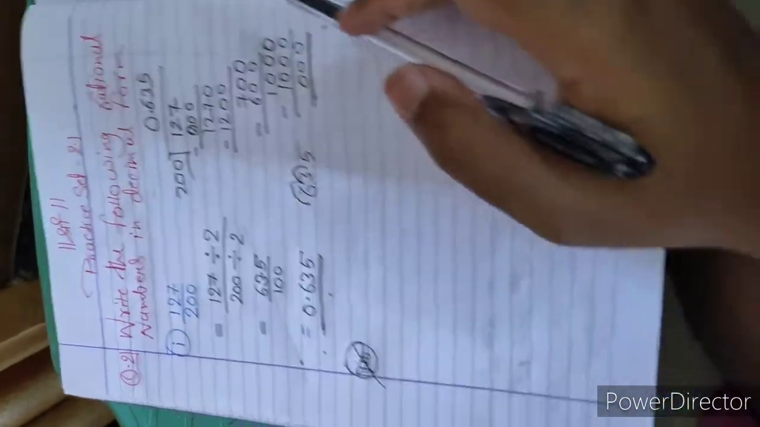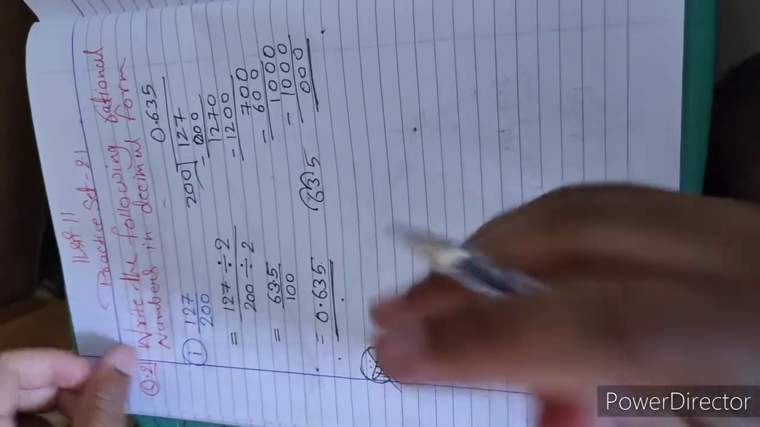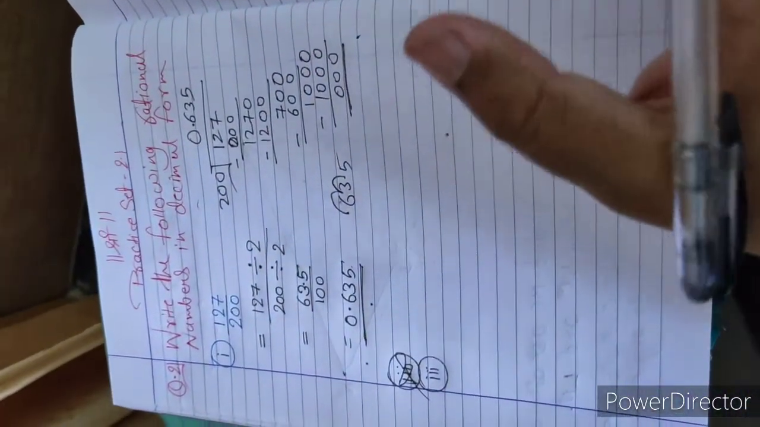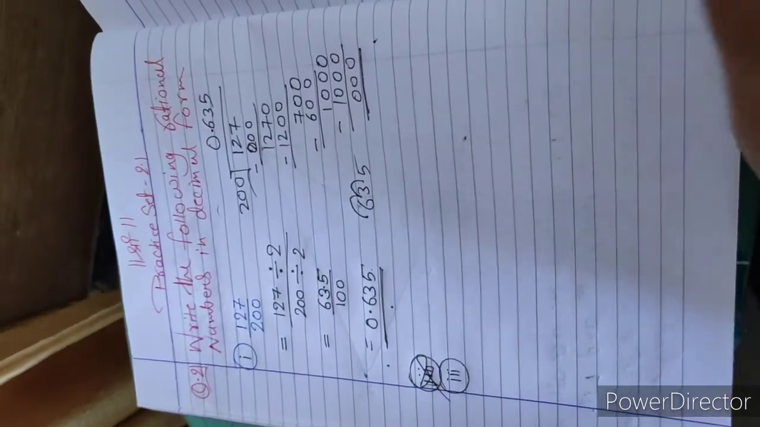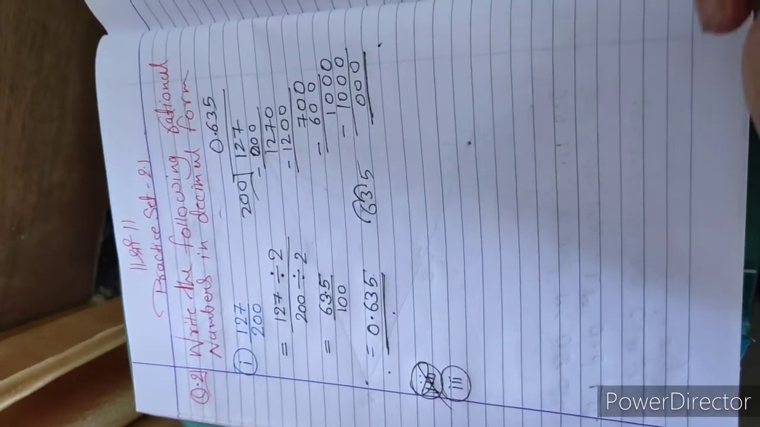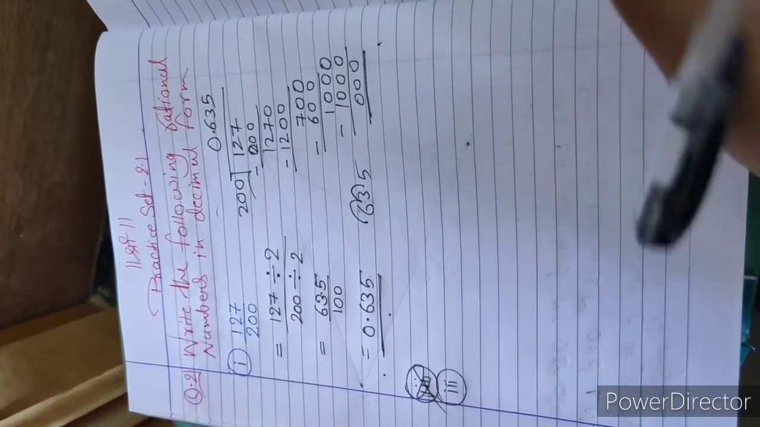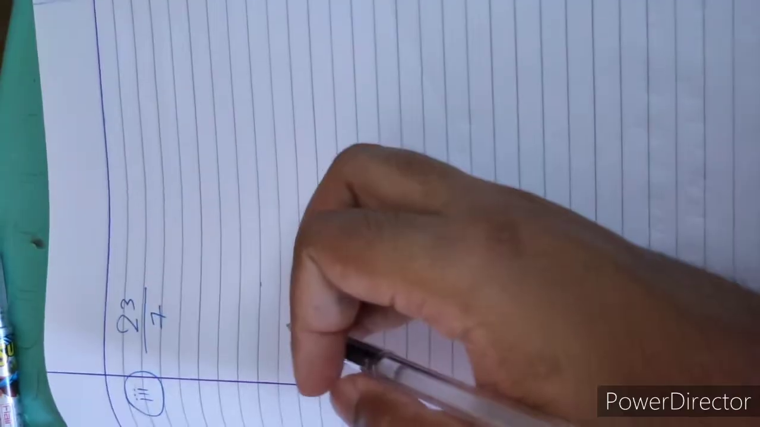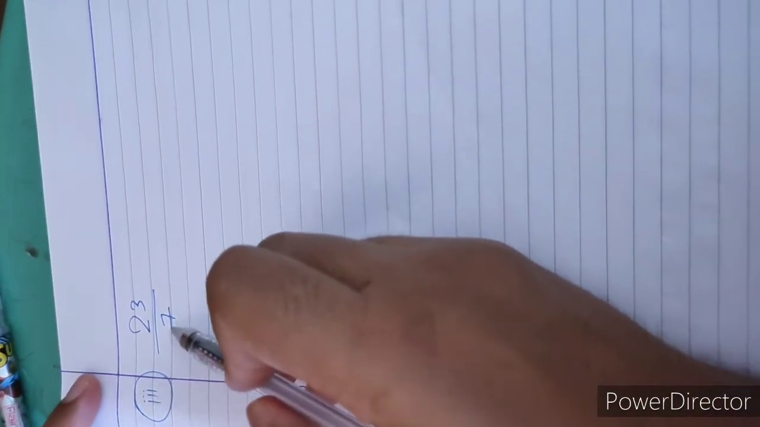Okay, let's start question number 3. This question number 2 contains a total of 5 sub-questions, of which I am going to do 3 here, and the remaining 2 questions you have to try by yourself along with these questions. Okay, here in question number 3 we are given 23 upon 7.